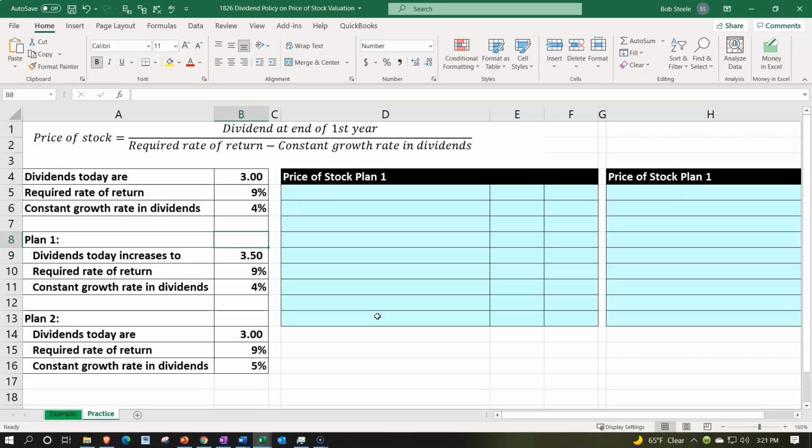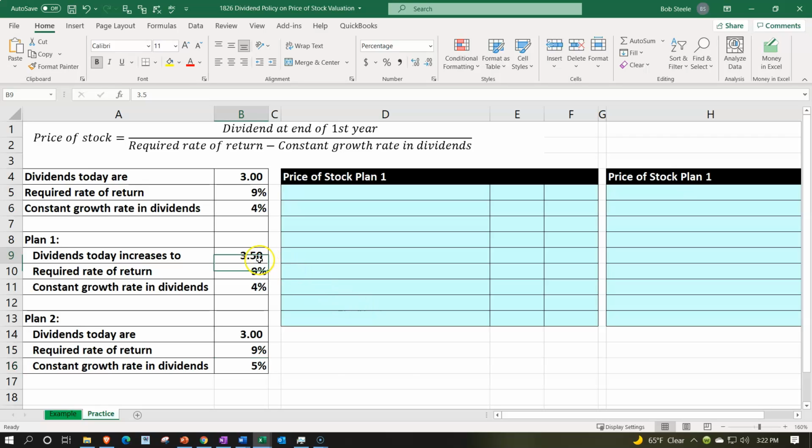So plan 1, we've got the dividends today increase. So we're saying the dividends we're going to increase to $3.50 immediately. The required rate of return still at the 9%, and the constant growth rate we're going to say then is at the 4%, staying constant as we increase the dividend. But in plan 2, we're saying that the dividends today are at the $3, so remaining at the $3. The required rate of return is still at the 9%, and that then is going to say that the constant growth rate from that point is going to be increasing at the 5%.